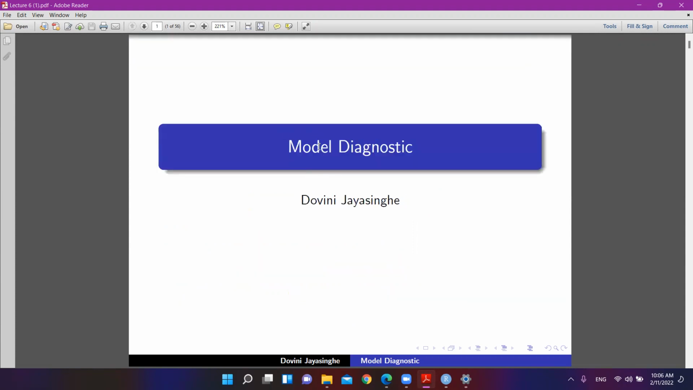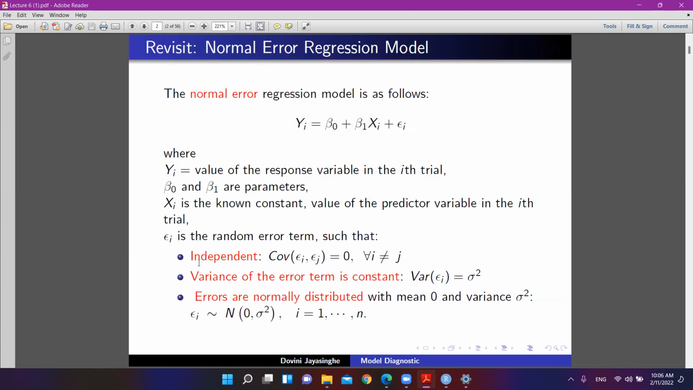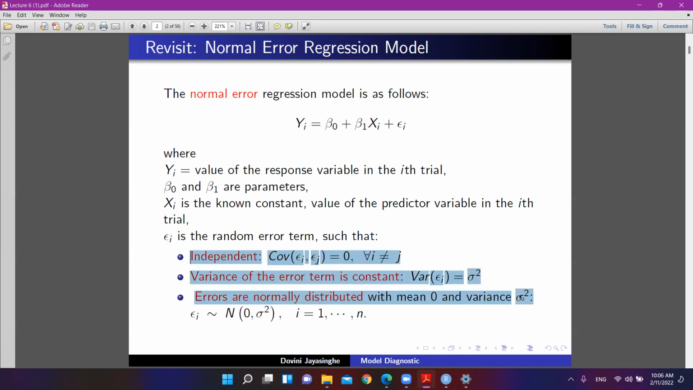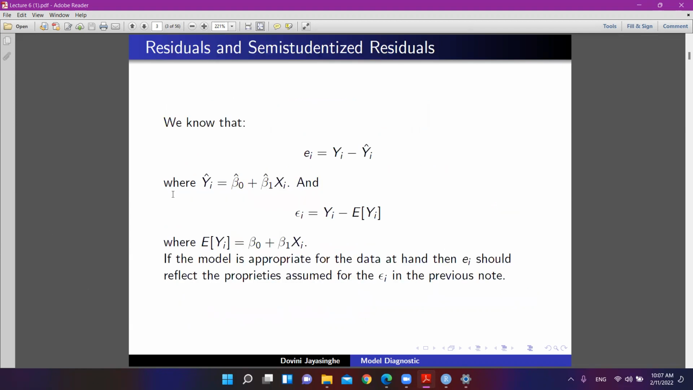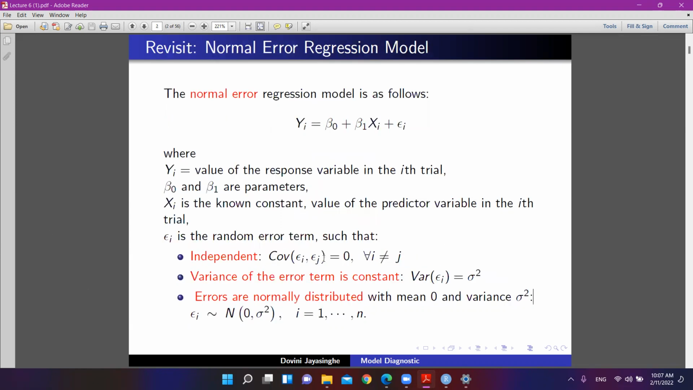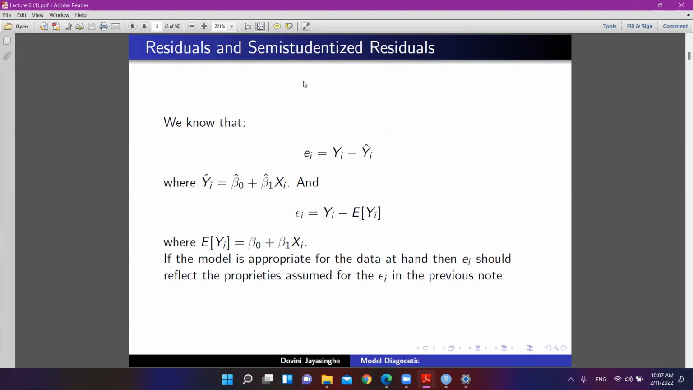So in model diagnostic, what we are checking is whether our fitted model is valid enough, is usable, that it meets all these assumptions. That's what we check here. Okay, so we have to learn a couple of terms first. Residuals and semi-studentized residuals. Don't panic with these terms. These are very easy stuff. Just the names, okay?